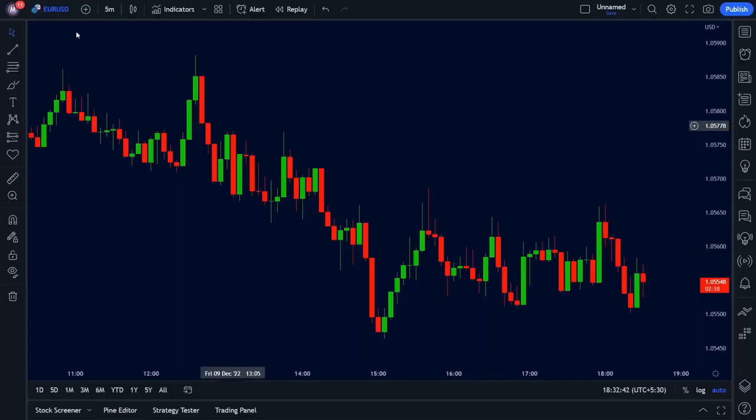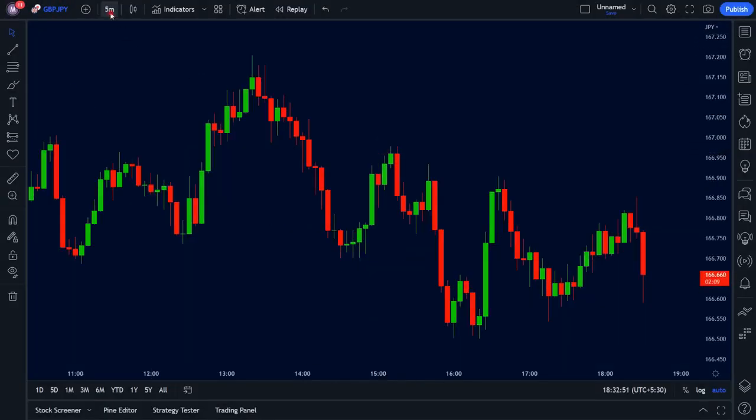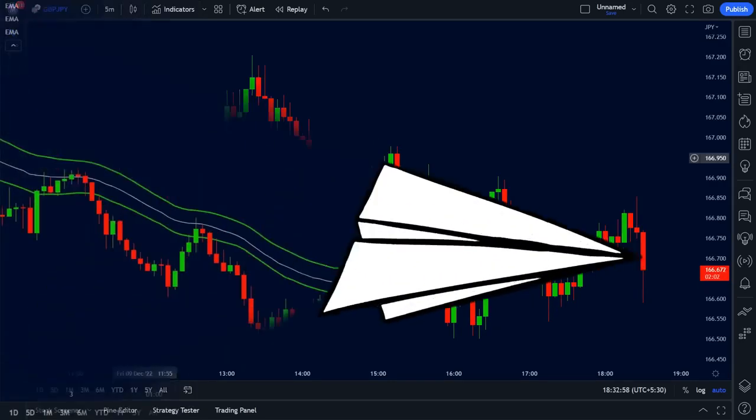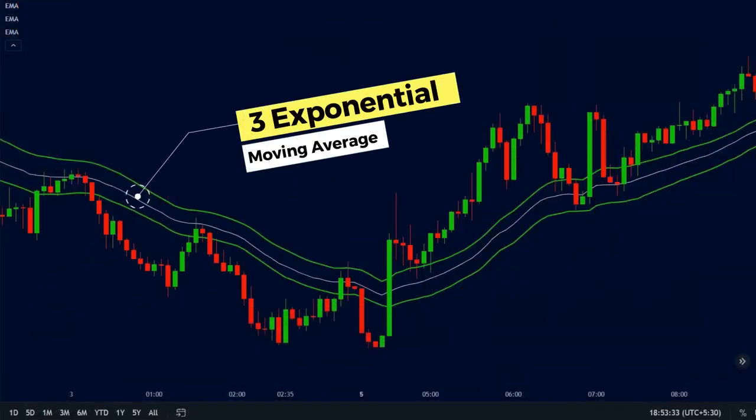First of all, open the TradingView.com website and then select the GBP/JPY currency pair. Next, I'll set my time to the 5-minute time frame for this strategy. But keep in mind that you can use this method on all time frames, and this strategy can be profitable on all of them. These three lines are just regular moving averages.